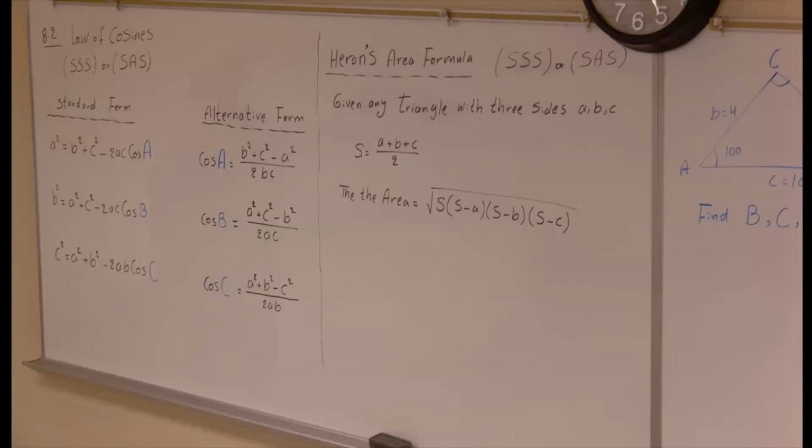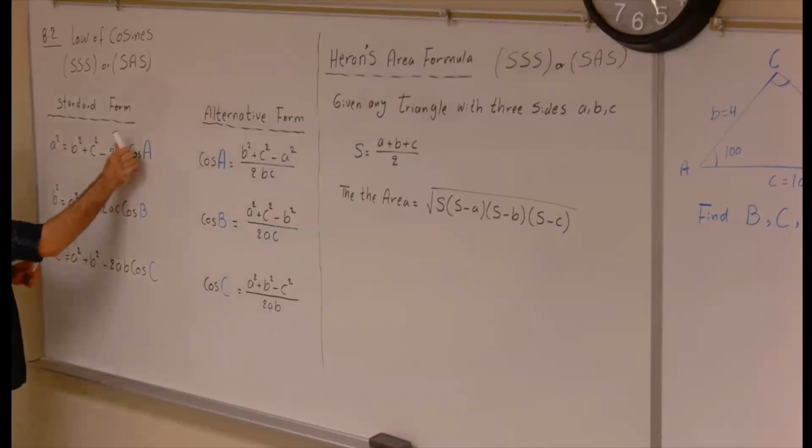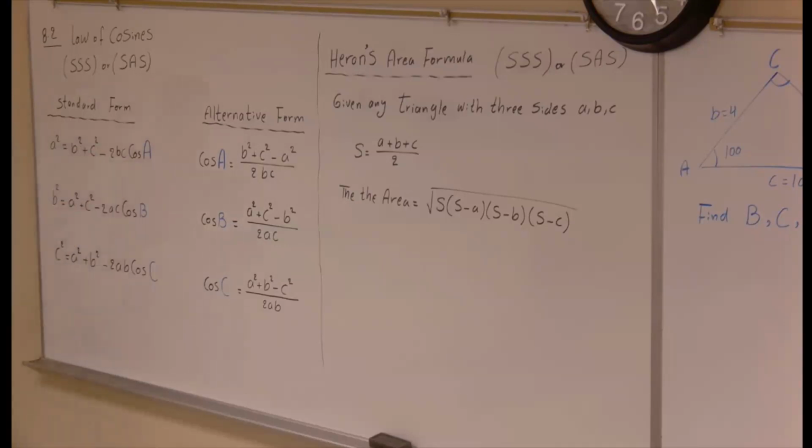AC. I think this is BC. Can you check this one? So 2BC cosine A. This is not AC. So 2BC cosine A, yes.